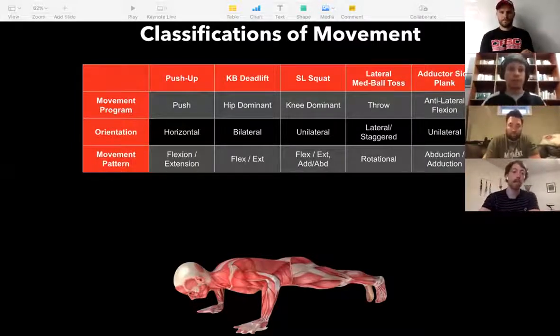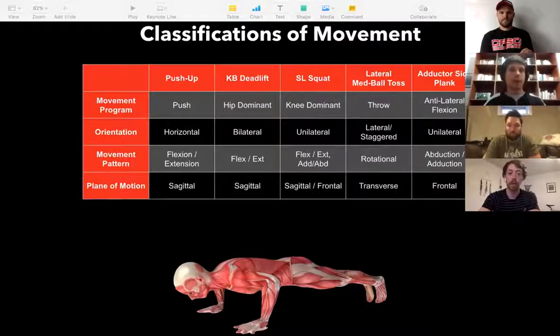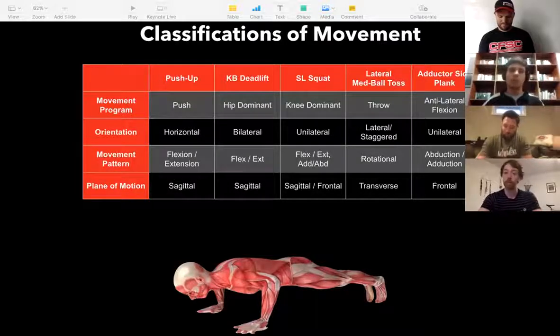And then movement pattern. Push-up, we're just moving up and down. Flexion, extension. It's very sagittal plane movement. Same thing with the deadlifts, right? Flexion, extension, we're just moving straight up and down, sagittal plane. Where things start to get a little spicy is as soon as you stand on one leg, there are now force vectors that take you outside of just the sagittal plane, because you have to stand on one leg, which requires some more stabilization from muscles that are involved in the frontal plane, okay?